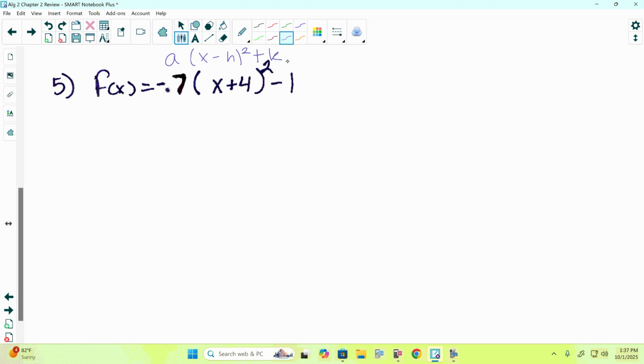Now, since we look at A is negative 0.7, the negative tells us that there is a reflection across the x-axis. The negative specifically tells us that there's a reflection across the x-axis. The 0.7 tells us that there is a vertical stretch or shrink.